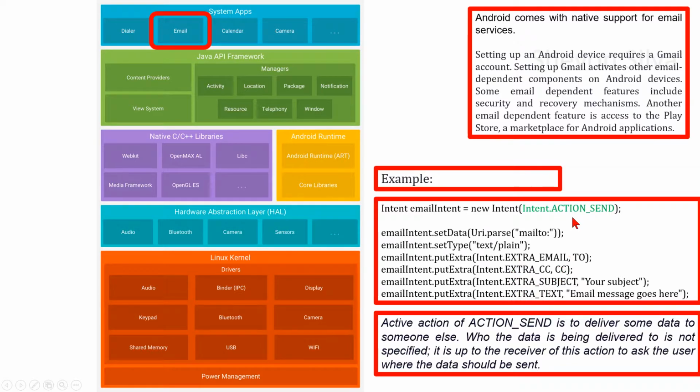Here you can see intent.action send. Activity action of action send is to deliver some data to someone else. Who the data is being delivered to is not specified. It is up to the receiver of this action to ask the user where the data should be sent.